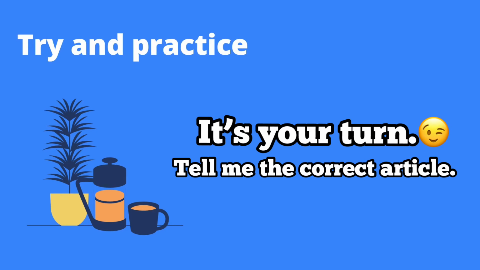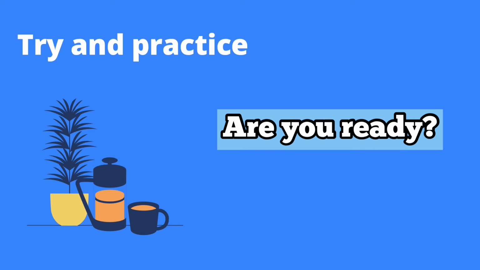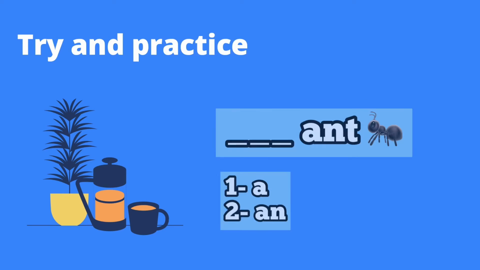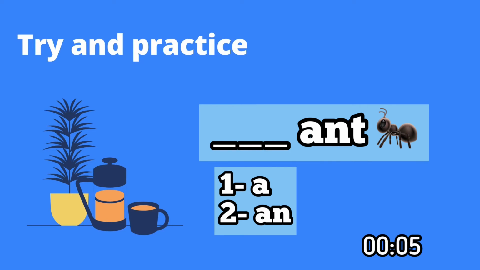Okay, it's your turn. I will tell you some words and you have to choose the correct article for me. And after 5 seconds, I will tell you the correct answer. Are you ready? Let's go. The first word is ant.